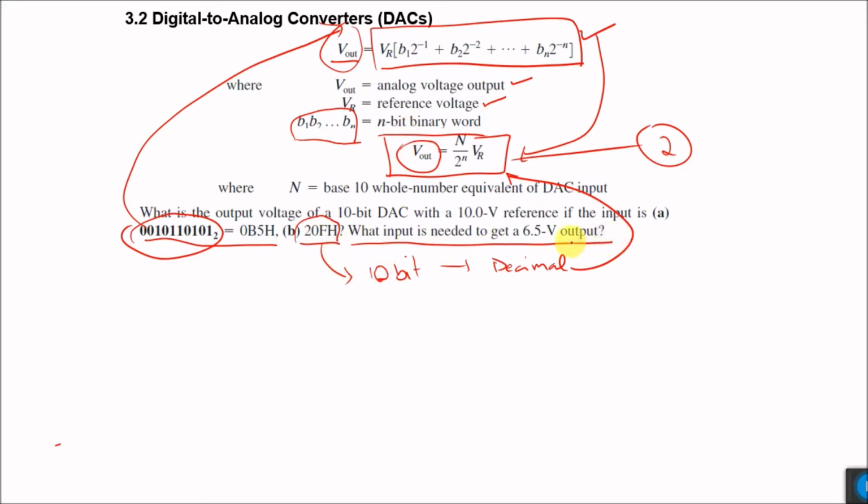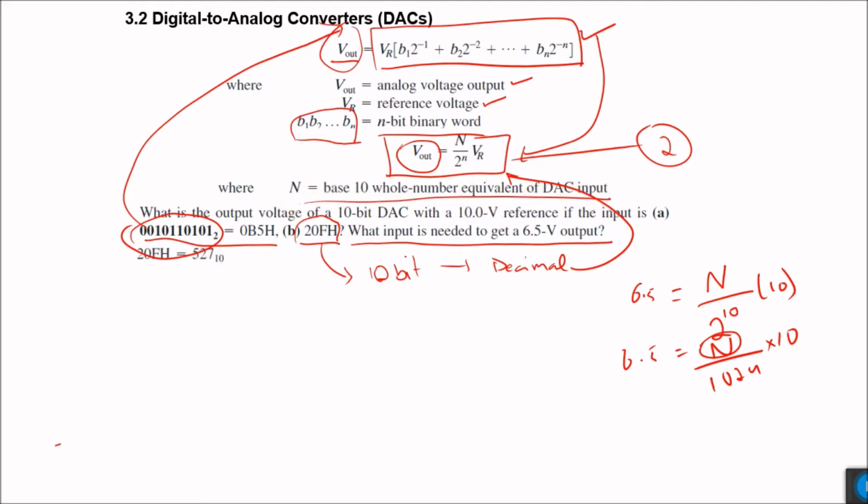And in the third one, the author is asking what input is needed to get a 6.5 volt output. So what we can simply do is use this formula and put 6.5 instead of V out. N is unknown, 2 raised to power n is 2 raised to the power 10, and VR is 10 volts. So 6.5 is equal to N over 1024 into 10, and then we can find N, that is the whole number equivalent of the DAC input.